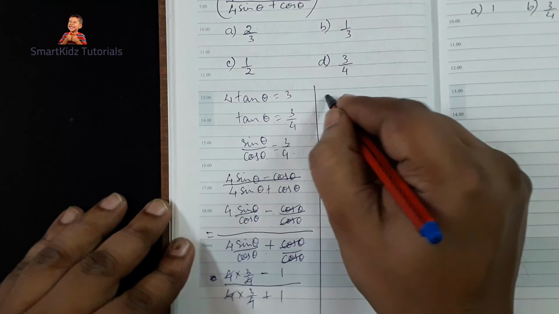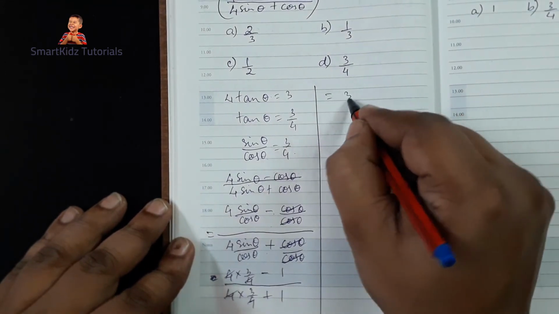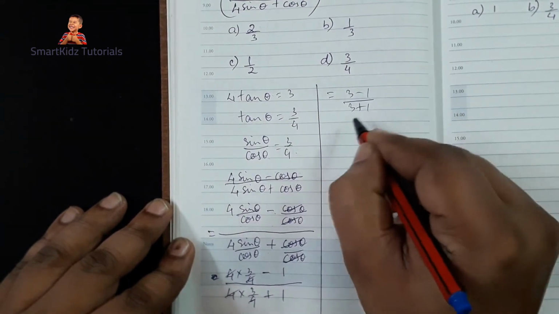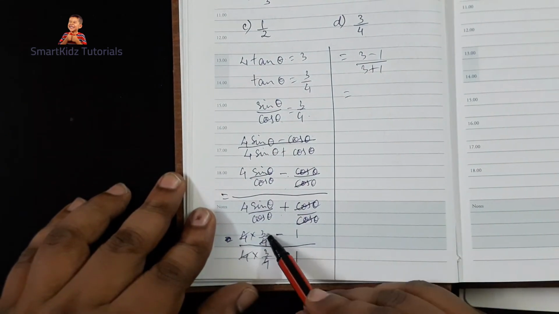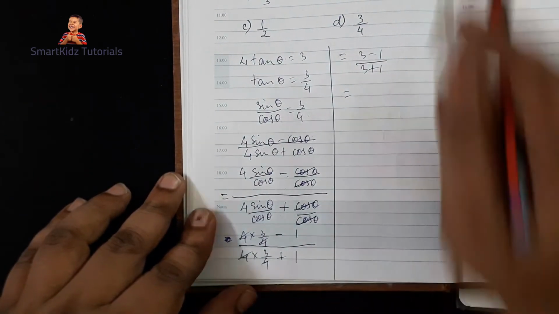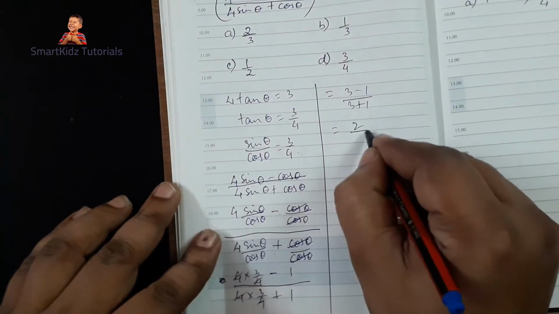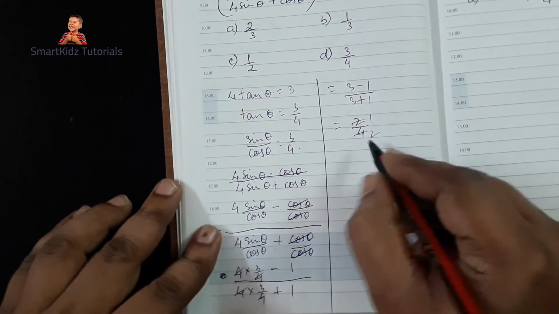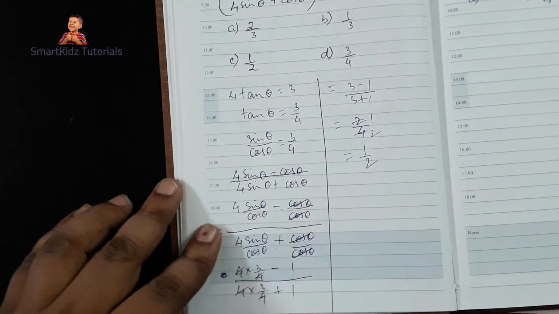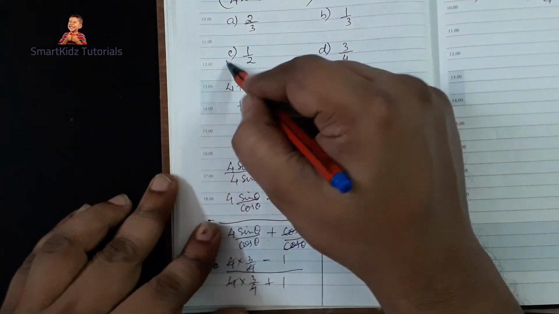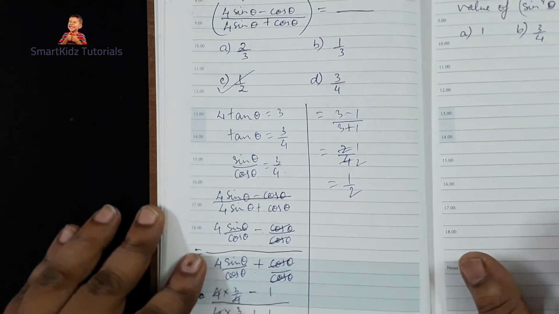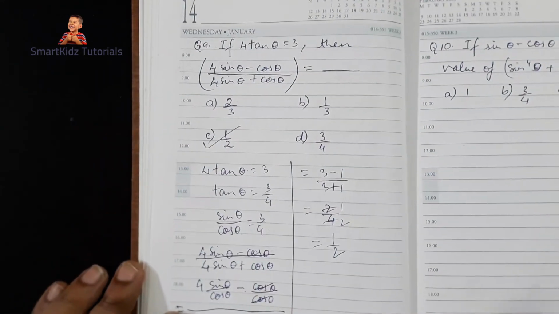We are left with 3 minus 1 upon 3 plus 1. So this 3 is left in the numerator, 3 minus 1 and 3 plus 1. That gives us 2 upon 4. 2 ones are 2, 2 twos are 4. We are left with half. So the correct answer is C, half, for this particular question.